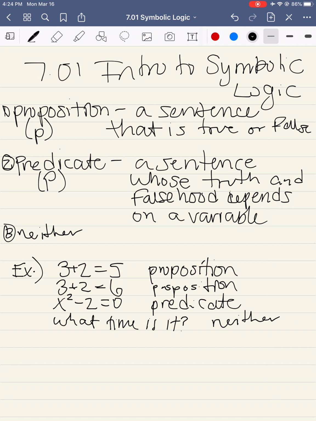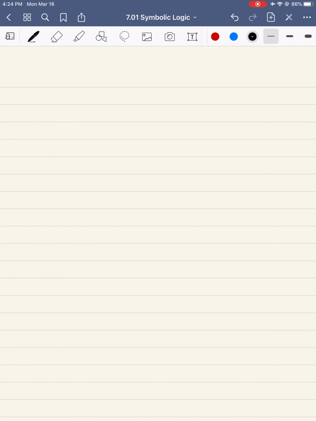Now you might be wondering, okay, why do I need to know all of these things? Well, that is going to come into play when we take a look at our symbols that we are going to use for our logic. So let's take a look at what those 6 logical connectives will be. So we have 6 logical connectives.